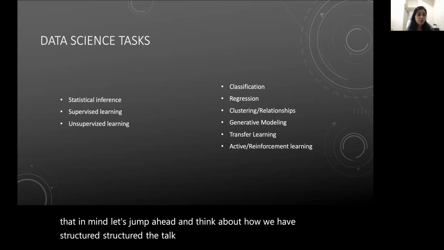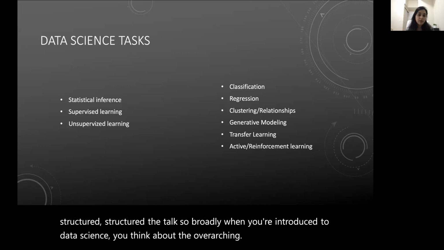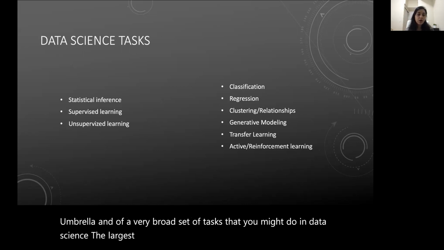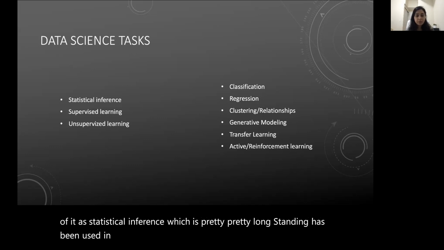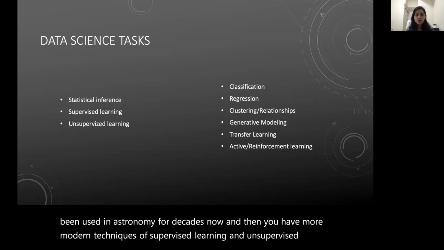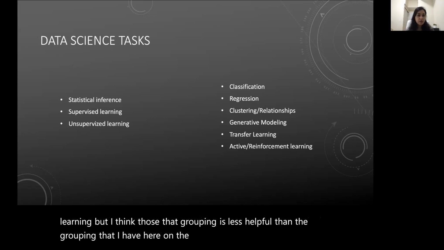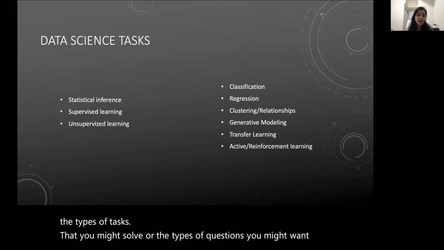So broadly, when you're introduced to data science, you think about the overarching umbrella of a very broad set of tasks that you might do in data science. The largest one is presented here on the left. You can think of it as statistical inference, which is pretty long-standing and has been used in astronomy for decades now. And then you have more modern techniques of supervised learning and unsupervised learning. But I think that grouping is less helpful than the grouping that I have here on the right, which thinks about the types of tasks that you might solve or the types of questions you might want to answer when you apply data science techniques.